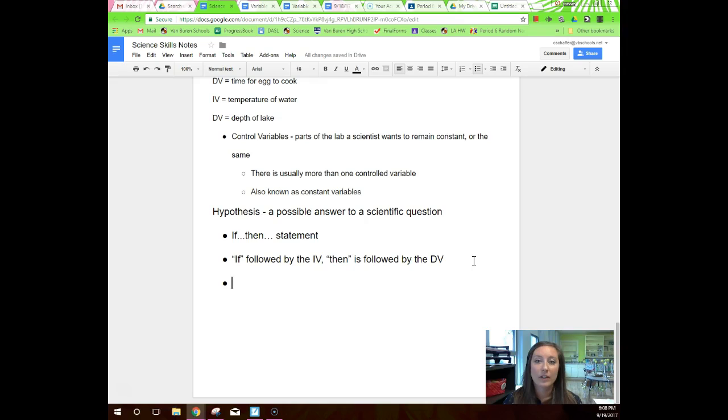We know that our variables usually are going to be measurable, especially that dependent variable. The dependent variable has to be measurable. So using words like increase and decrease, that makes our hypothesis even stronger. Now, those words aren't always going to fit in there, but we do want to use them when we can. So when possible, use increase or decrease.